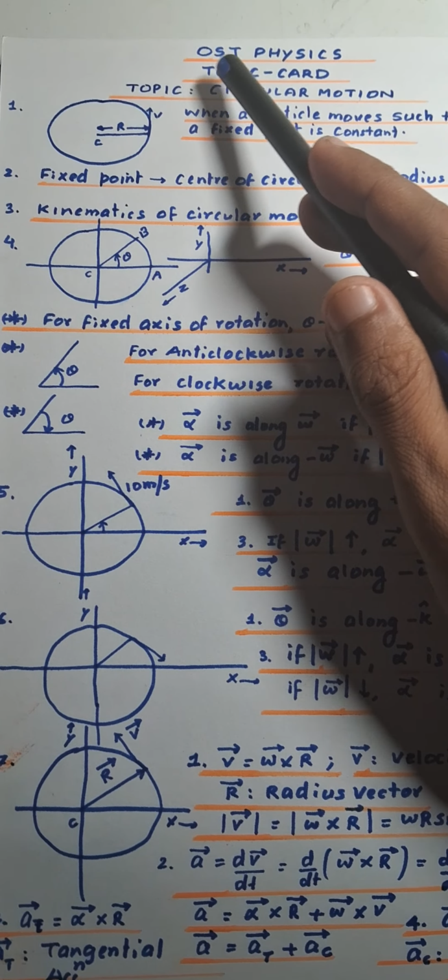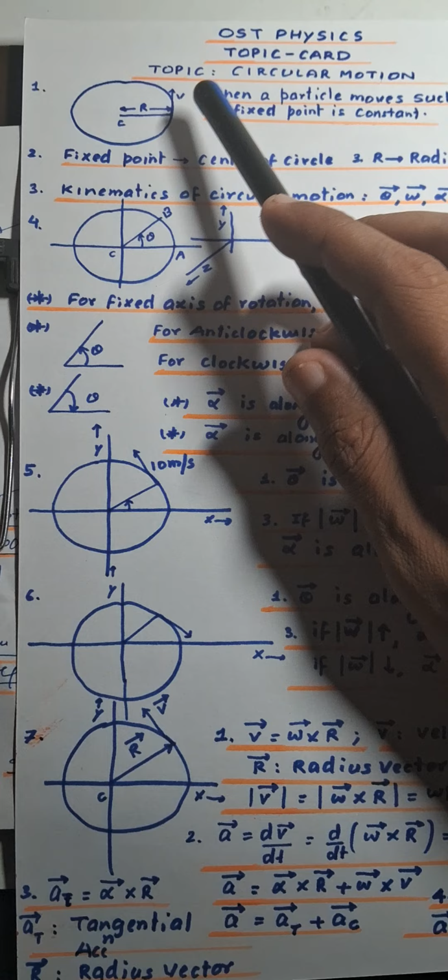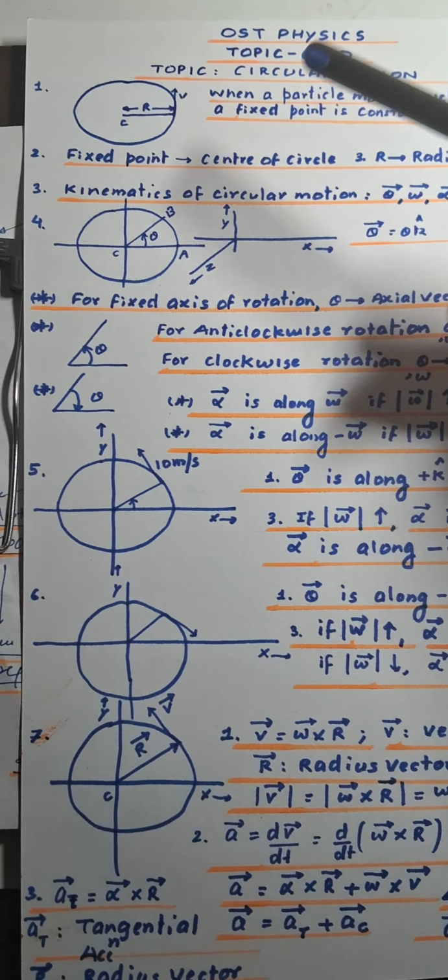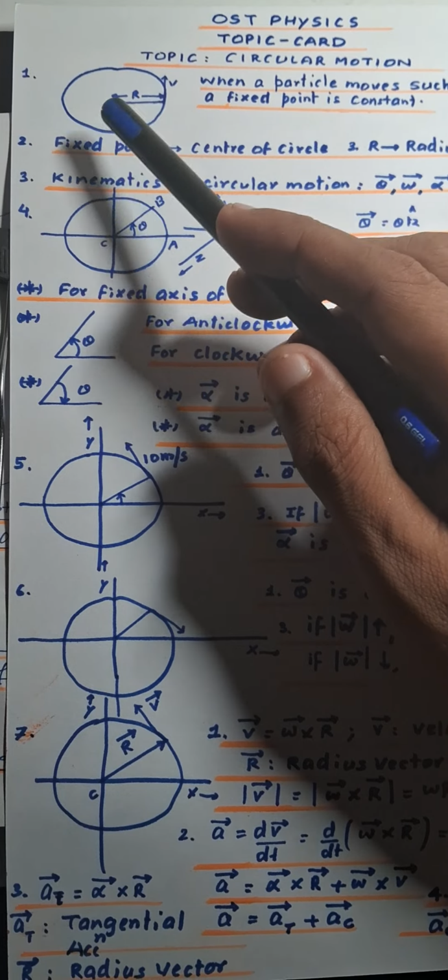Today I'll discuss OST physics topic card, and the topic of today's discussion is circular motion. So let's begin with point number 1.